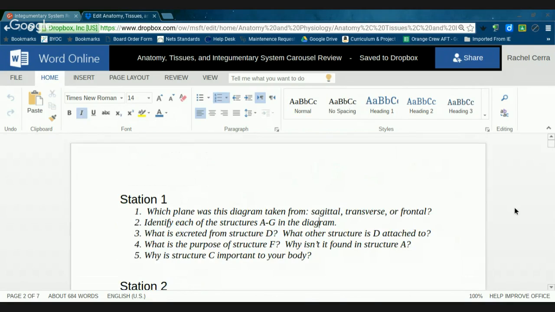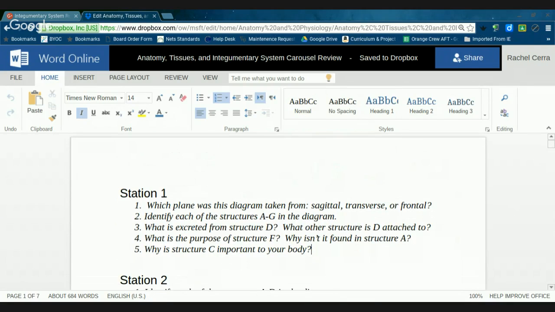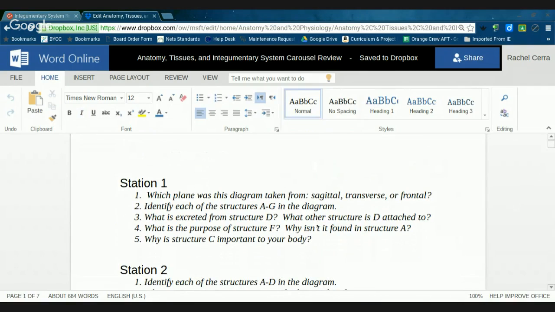Okay. Structures A through G. Letter A was the epidermis. Letter B was the dermis. Letter C was the subcutaneous layer. Letter D was a pore. Letter E was a hair. Letter F was a blood vessel. Letter G was a sweat gland.